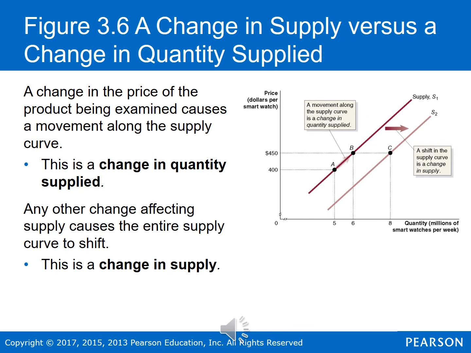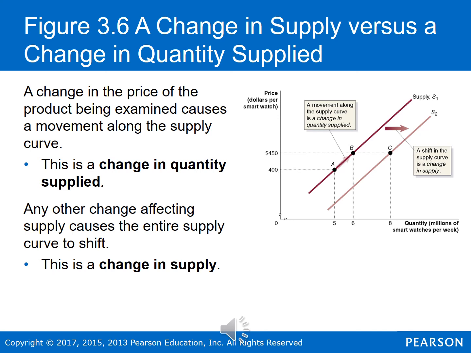Like we did for the first section, before we end this section, I want to focus on some terminology, the change in supply versus the change in the quantity supplied. So a change in the quantity supplied is caused by a change in the price. So if you change the price of a product being examined, this will move along the supply curve. So in the figure on the right, taking the original supply curve, moving from point A to point B. If the price increases from $400, where the firm is willing to supply 5 million smartwatches per week, to $450, the firm will now be willing to supply 6 million smartwatches per week. So you'll move along the supply curve as the price increases.